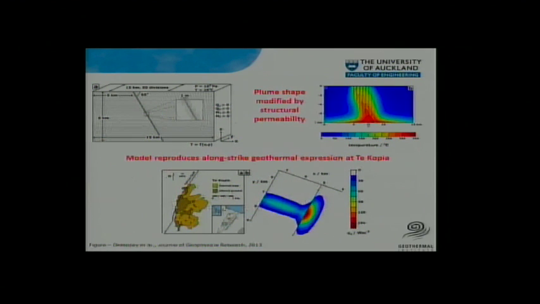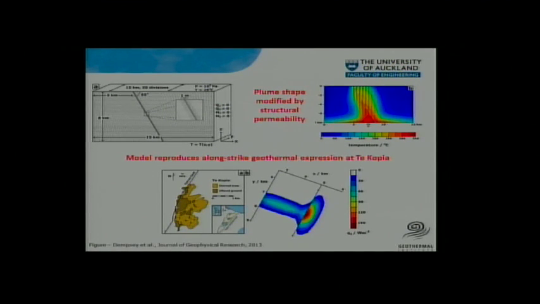So in the model, what we look at is the fact that the area along the fault is going to influence the temperature distribution. The panel on the right is a temperature distribution with the hotter colors being higher temperatures. You see that the temperature distribution follows the fault, but in a way that's asymmetric. And that is related to the permeability along the fault area.